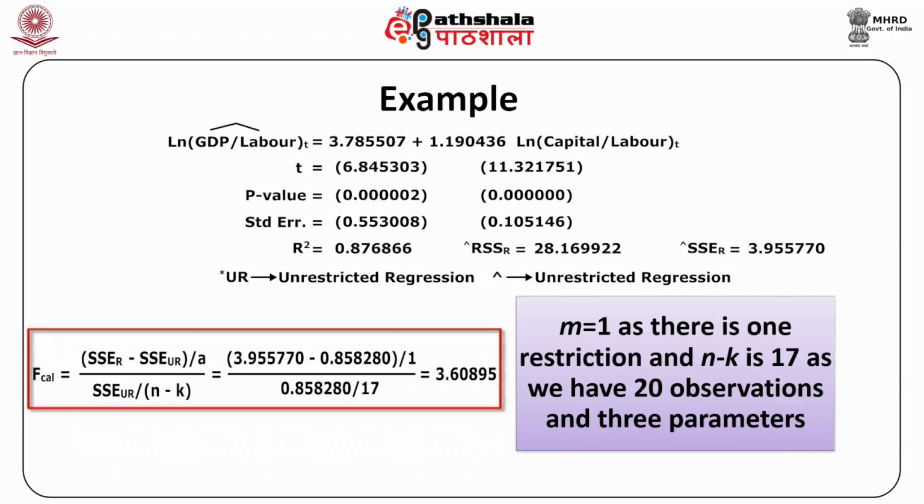The computed F statistic is compared with the critical F value with m and n minus k degrees of freedom at the chosen level of significance. We observe that the restricted least square is not significant as the computed F value is less than the critical F value, which is 4.45 at the 5% level of significance, and thus we can conclude that the production function probably exhibited constant returns to scale during the sample period.